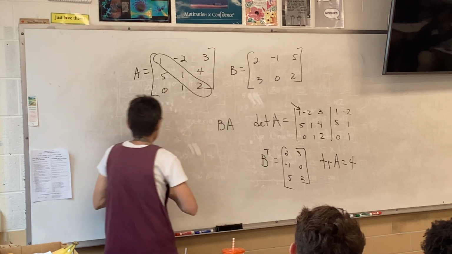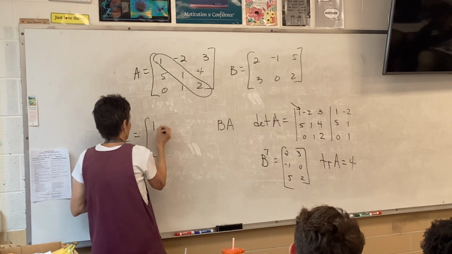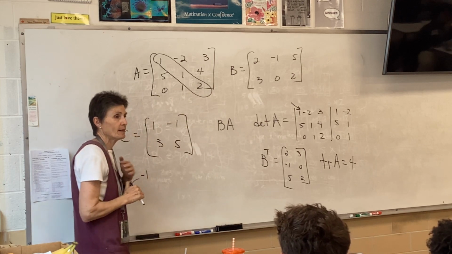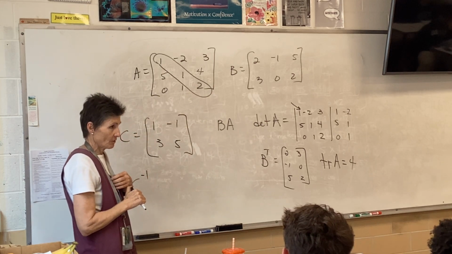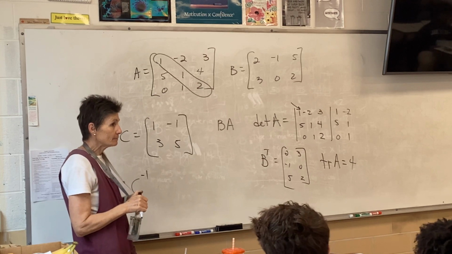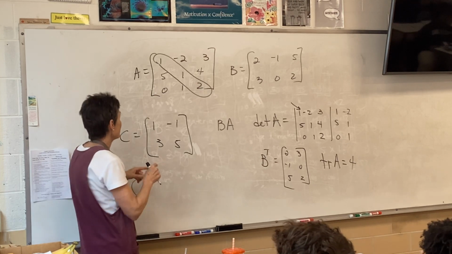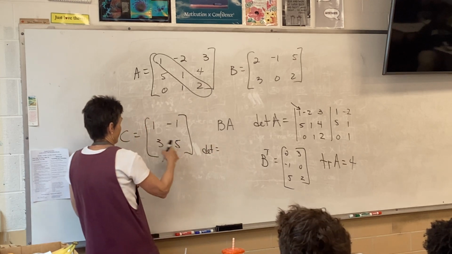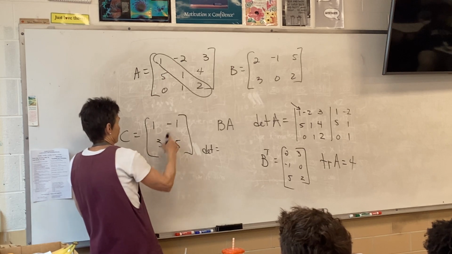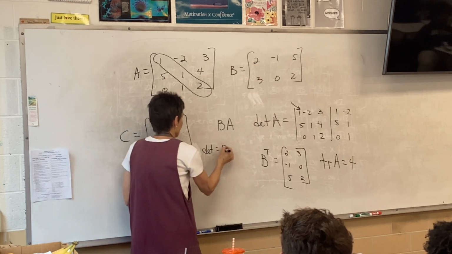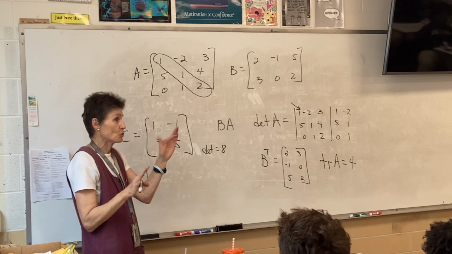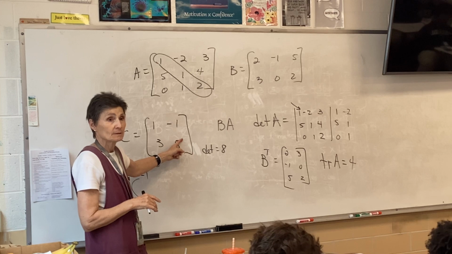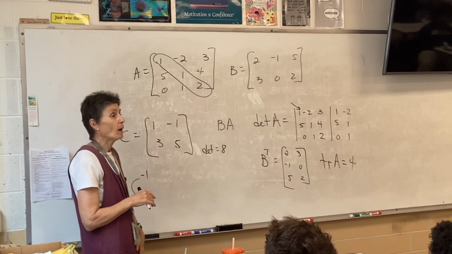Now, what if I said, here's matrix C. And I said this. What am I doing there? Finding the inverse. How do we do that? First we find the determinant. And what would my determinant be? 8. If you said 8, you're right. If you said something else, you're not. It's 5 minus negative 3. That's the determinant.